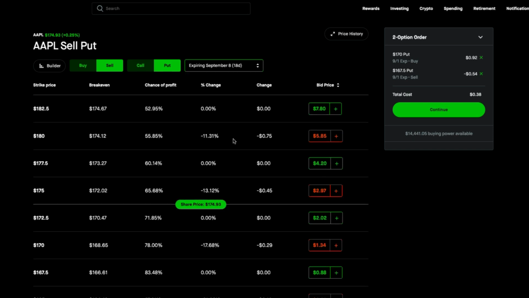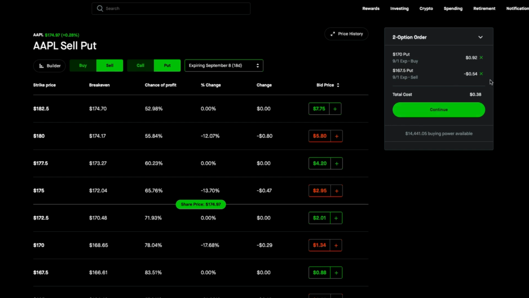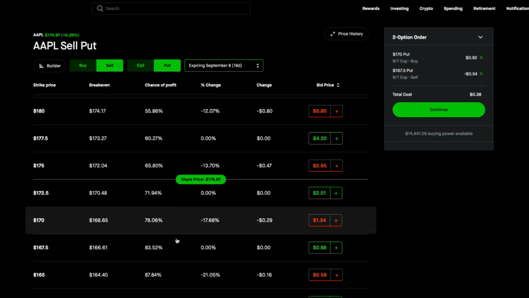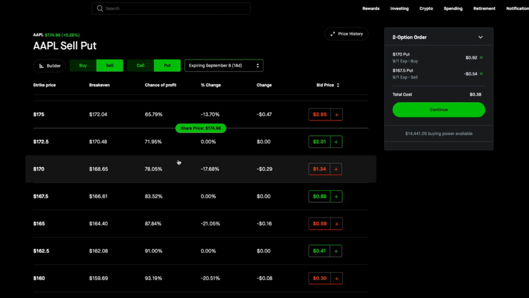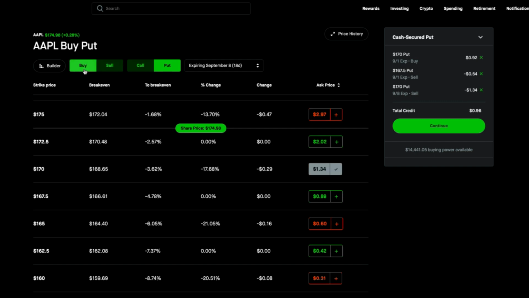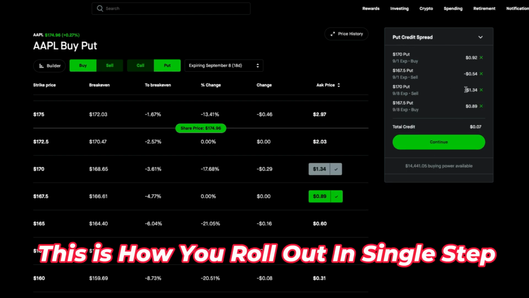Okay, and then here what you do is, so this is basically closing the previous order, and now you can either roll it down. Or you can keep the strike price same, right? You sell a put again at 170 and then you buy back a put at 167.5, right? So this is the overall trade, right? And for this one, as you can see, you are receiving a total credit of 7.